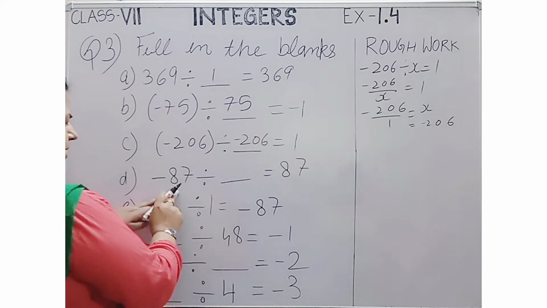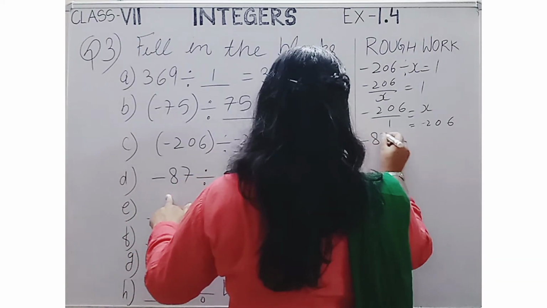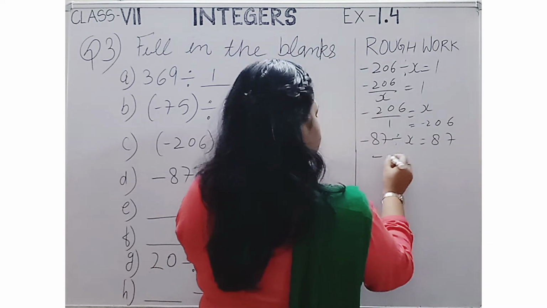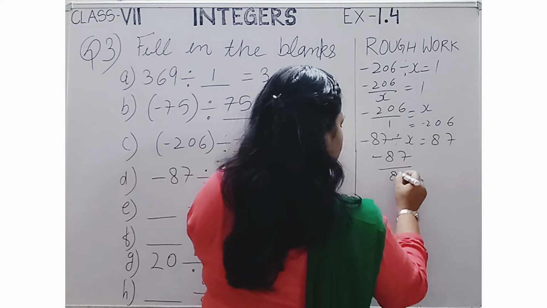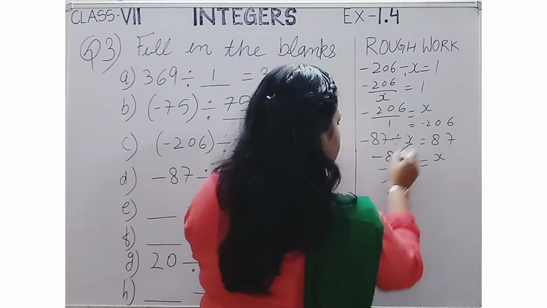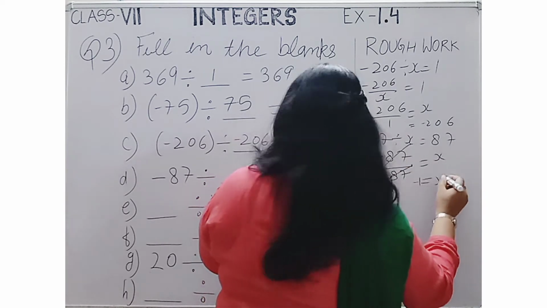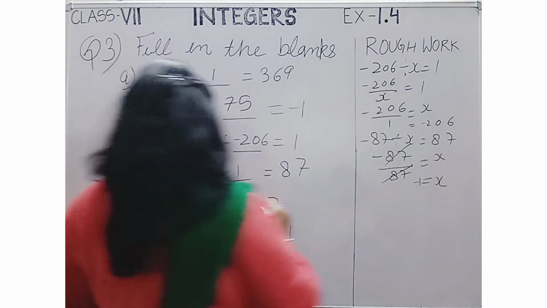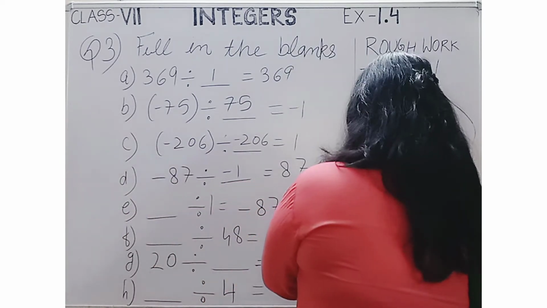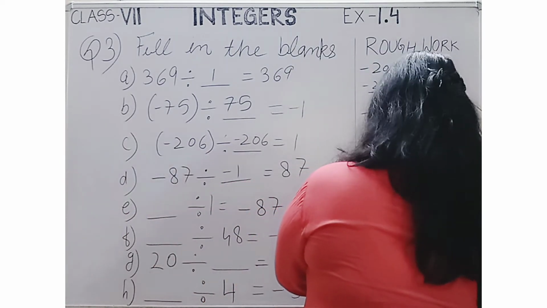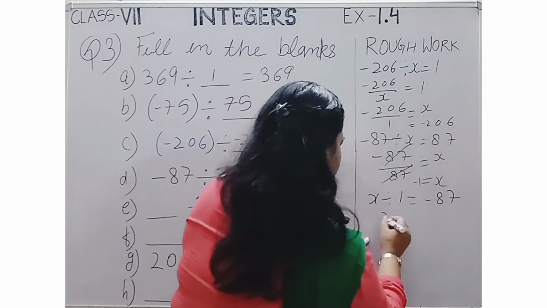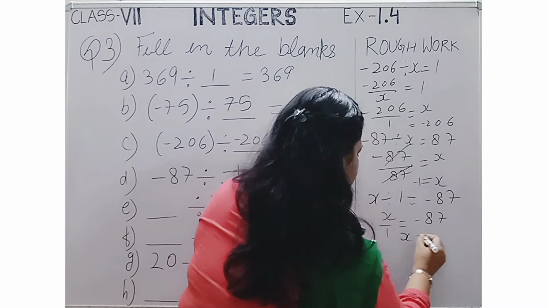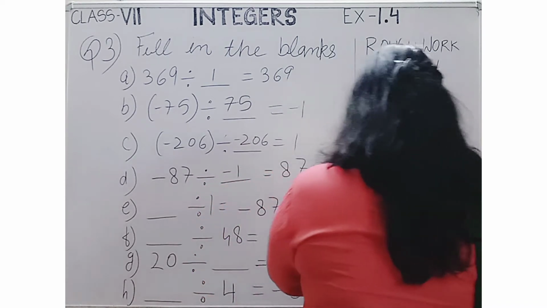Next one is minus 87 divided by x equal to 87. The same rule, same steps. Answer is minus 1. Next one, E part, x divided by 1 equal to minus 87. Now x upon 1 equal to minus 87. So multiply, x equal to minus 87.